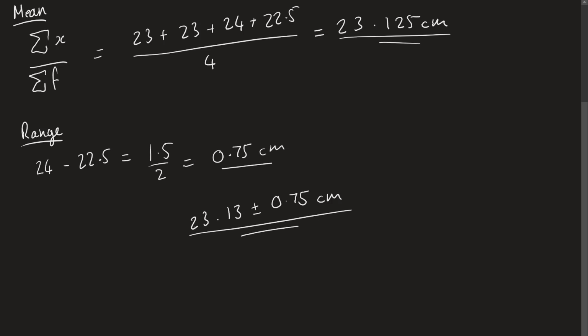Okay, so we know we have some value, but we're not completely certain that that is the correct length, and so we have to put some uncertainty on that measurement.